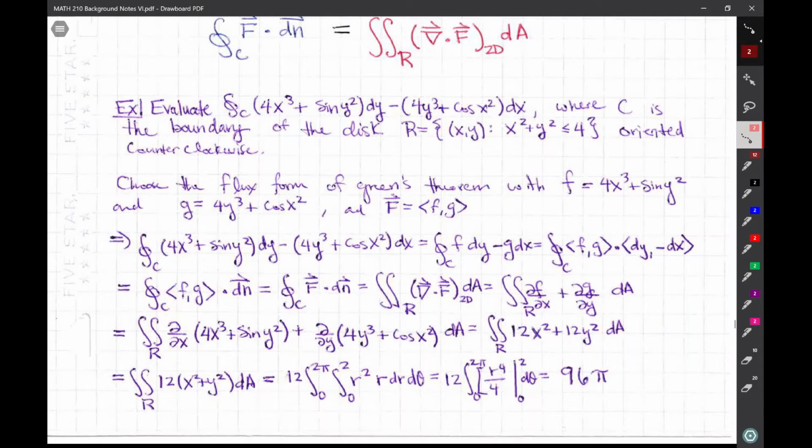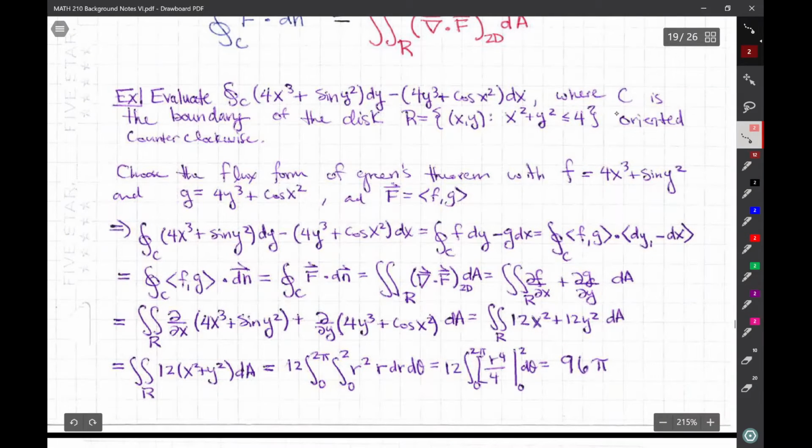So let's look at a very quick example. You take a look at this line integral here, and it's just written in this form, but you could always switch out dx and dy. We want to take a line integral over C of the boundary of this disk. So this is a circle of radius 2 centered at the origin and going in the counterclockwise direction.